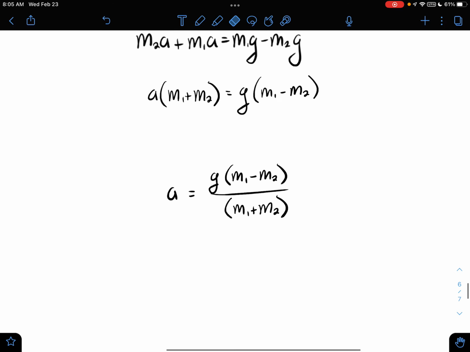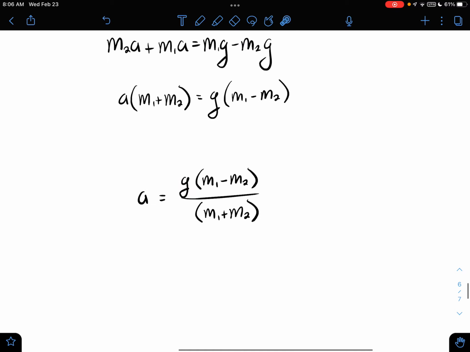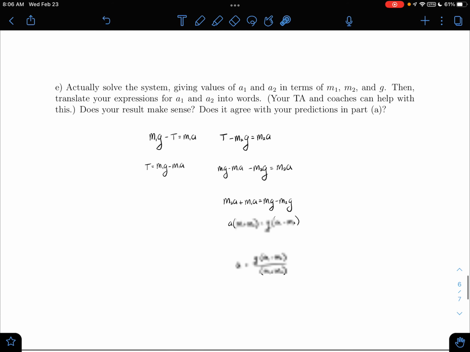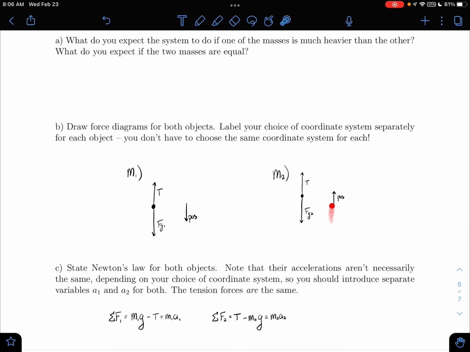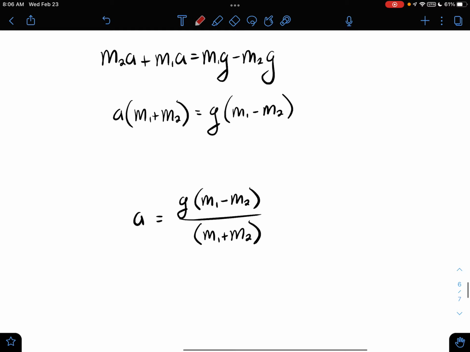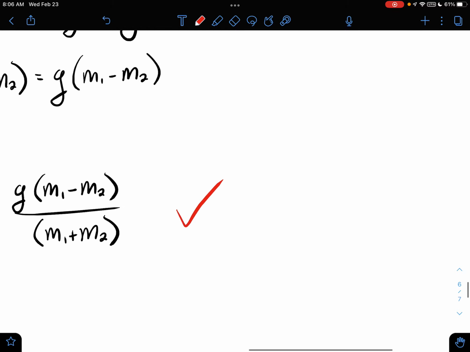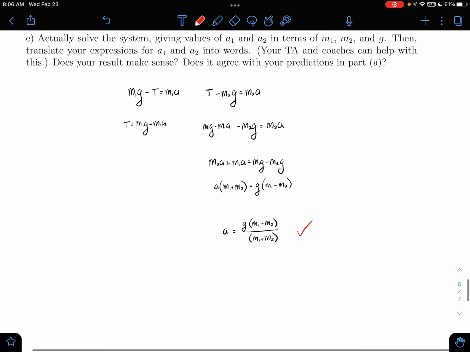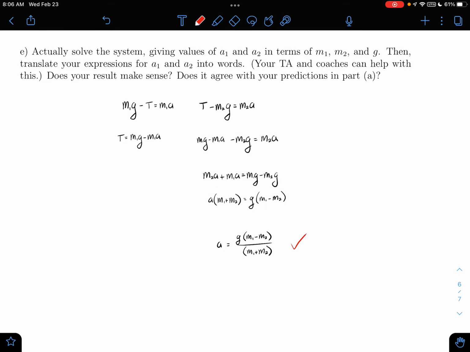And the greater the difference between the masses, the closer it is to G. It makes sense that we're seeing this, because our larger mass is always going to be accelerating down, whether it's negative or positive for how we set it, and our smaller mass is going to be accelerating up, which makes so much sense. So, good job, good work. I'm so proud of you. We got a functional equation for our acceleration, and it makes sense. We're not going to break the universe at all.